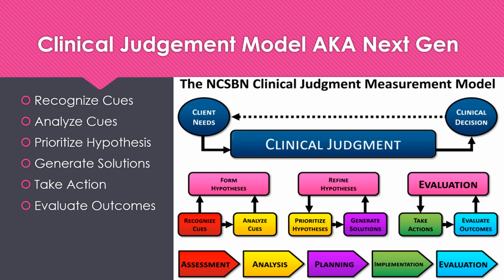So assessment and recognizing cues are the same thing. Do you see how they're both red? Analyzing cues and prioritize hypothesis are the same as analysis. They're both yellow. Generating solutions is the same as planning. They're both purple. Taking action is the same as implementing. They're both green. And evaluating outcomes and evaluation are the same, and they're both blue. So we have two things that are almost exactly the same with different names. But like I said, it's the exact same thing.